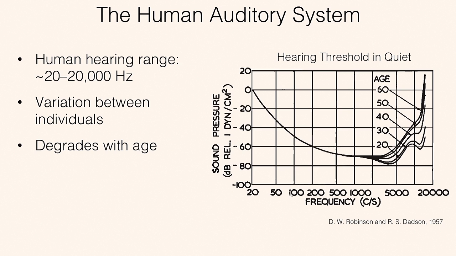What you see in the plot off to the side is what's called the threshold in quiet. Basically, if you were in a completely silent room with no other sounds, this is effectively the quietest sound that you can hear at each given frequency. Our highest frequency sensitivity is somewhere around 4 kilohertz, and it drops off rapidly for higher frequencies and somewhat less rapidly for lower frequencies. And of course, this degrades with age, especially at higher frequencies.